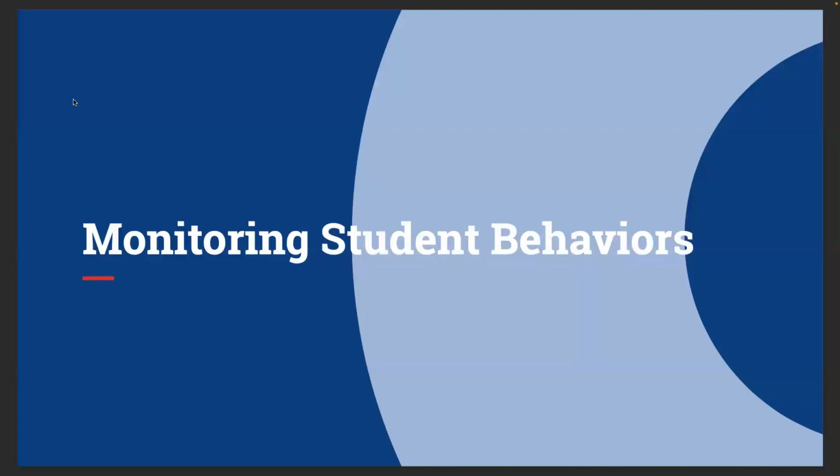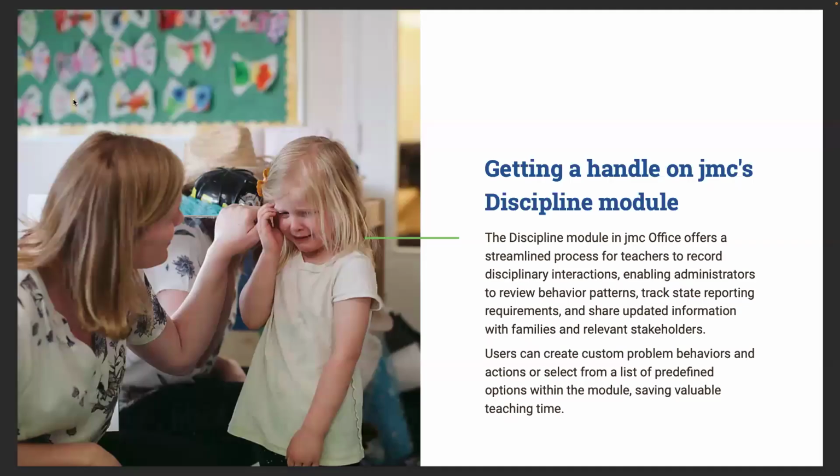And we'll move on to monitoring student behaviors. The discipline module in JMC Office offers a streamlined process for teachers to record disciplinary interactions, enabling administrators to review behavior patterns, track state reporting requirements, and share updated information with families and relevant stakeholders. Users can create custom problem behaviors and actions or select from a list of predefined options within the module, saving you valuable teaching time.